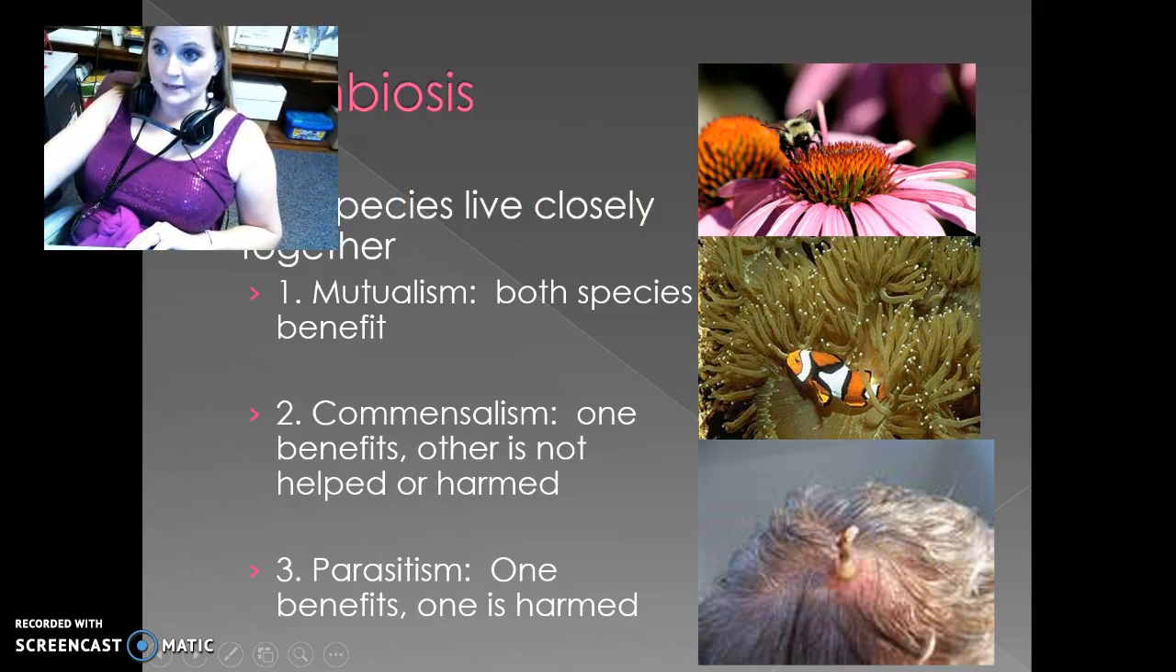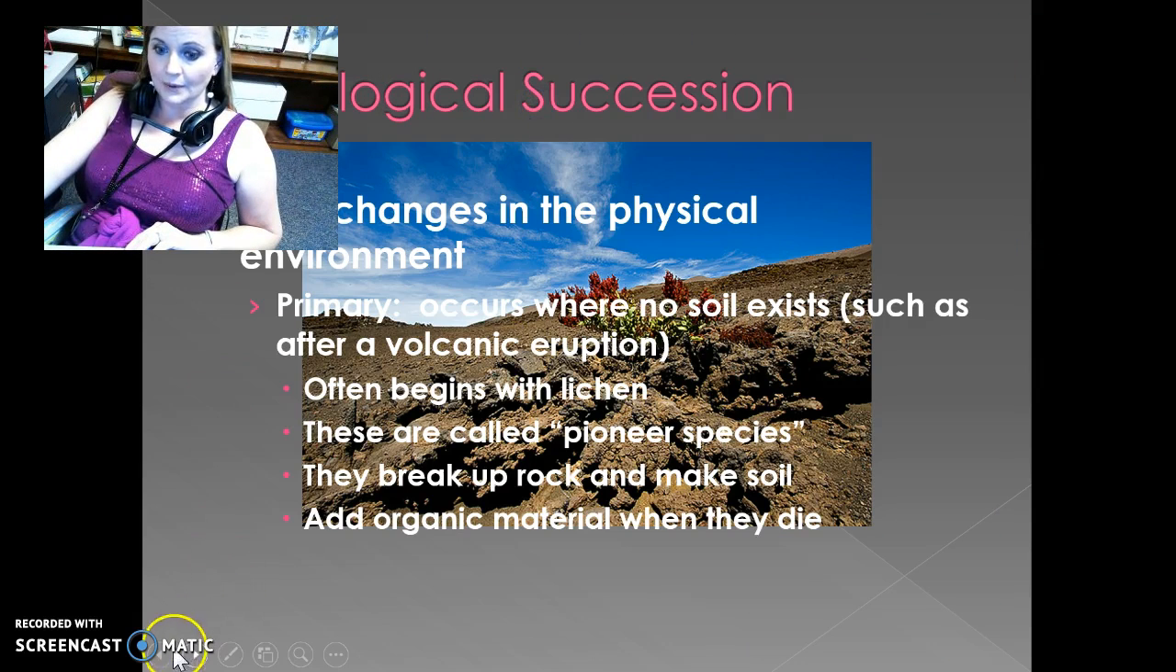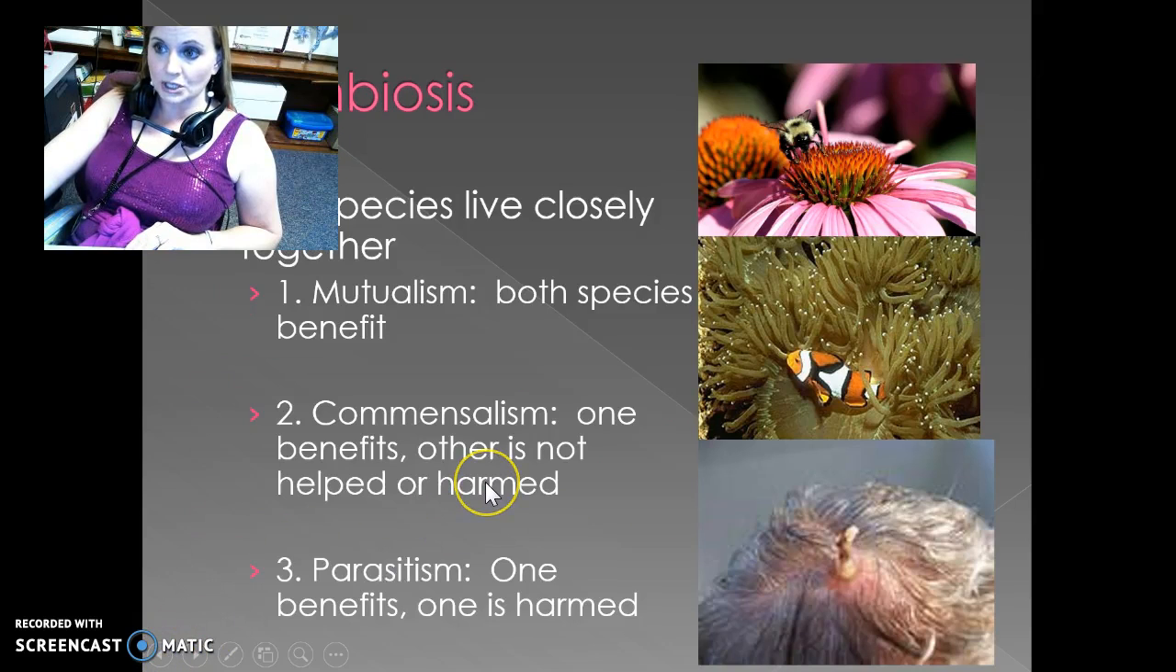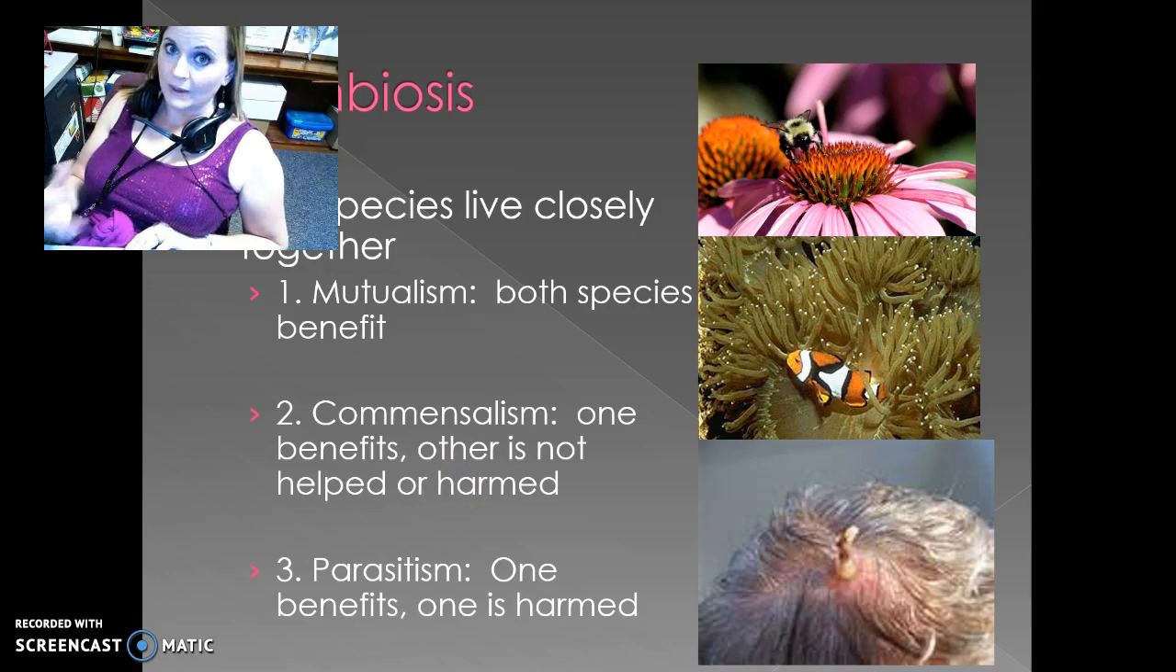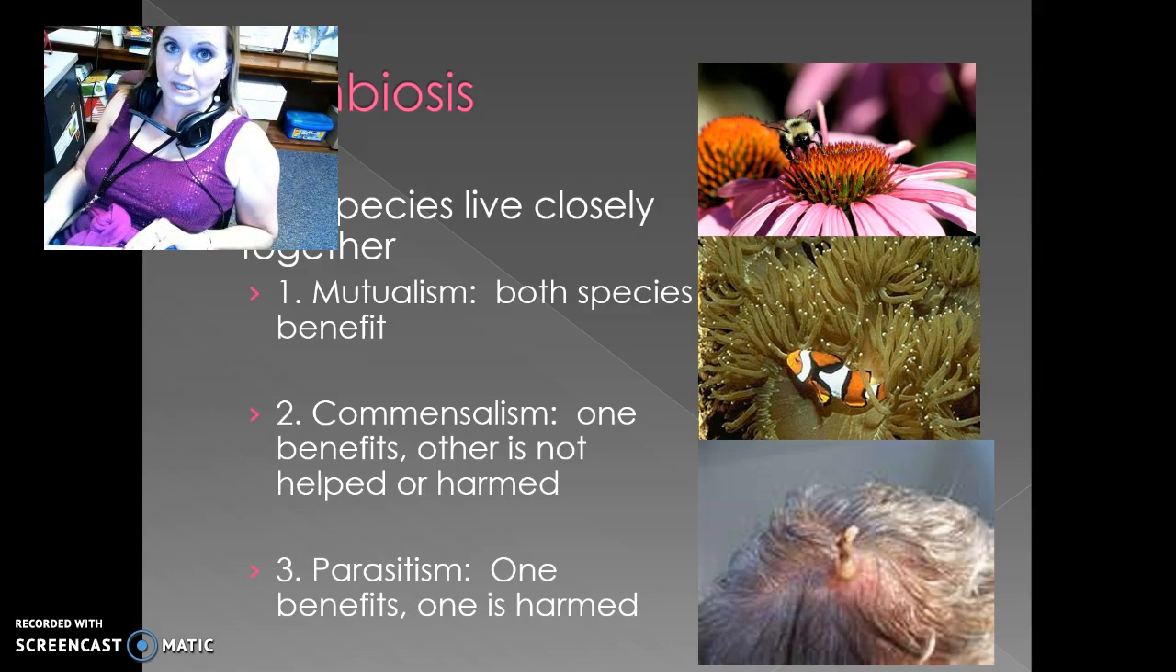The bee pollinating the flower is a great example of a mutualistic relationship. The bee relies on the flower for nectar, and the flower relies on the bee as a vector for pollen distribution. So without the bee, pollen wouldn't be able to spread and the flower wouldn't be able to reproduce, and without the flower the bee wouldn't have any food.